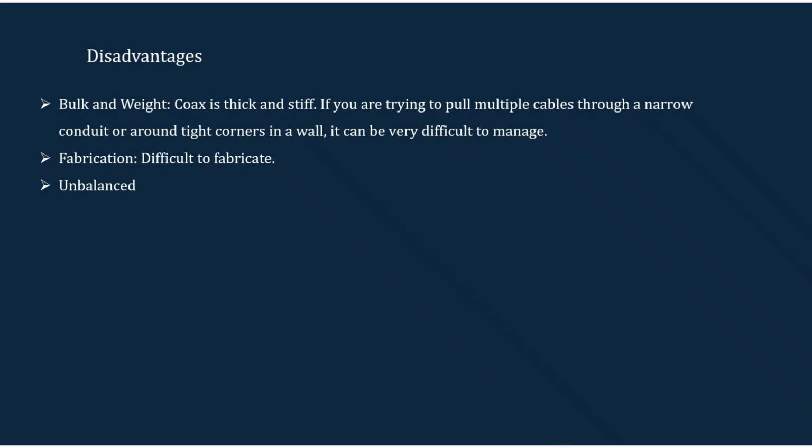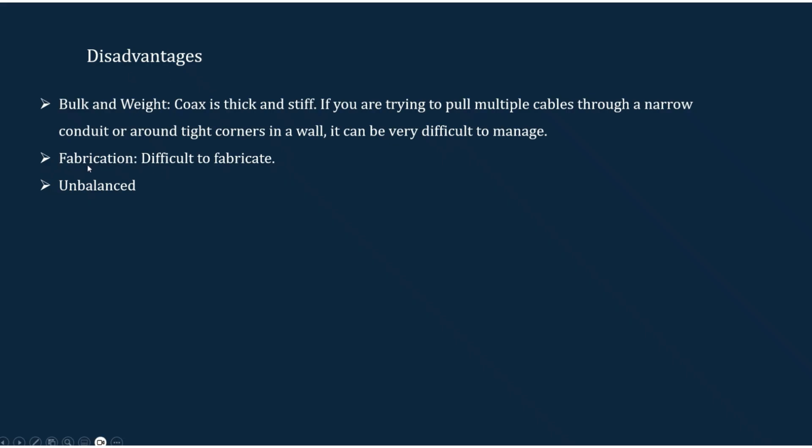And some of the disadvantages are its bulk and weight, because as this coaxial cable is very thick, it is not that possible to bend it over walls or tight corners. So it is not that easy to handle. And the fabrication is always difficult. We won't be able to have a coaxial cable designed for our purposes, so we may have to buy the coaxial cable which is already available in the market.